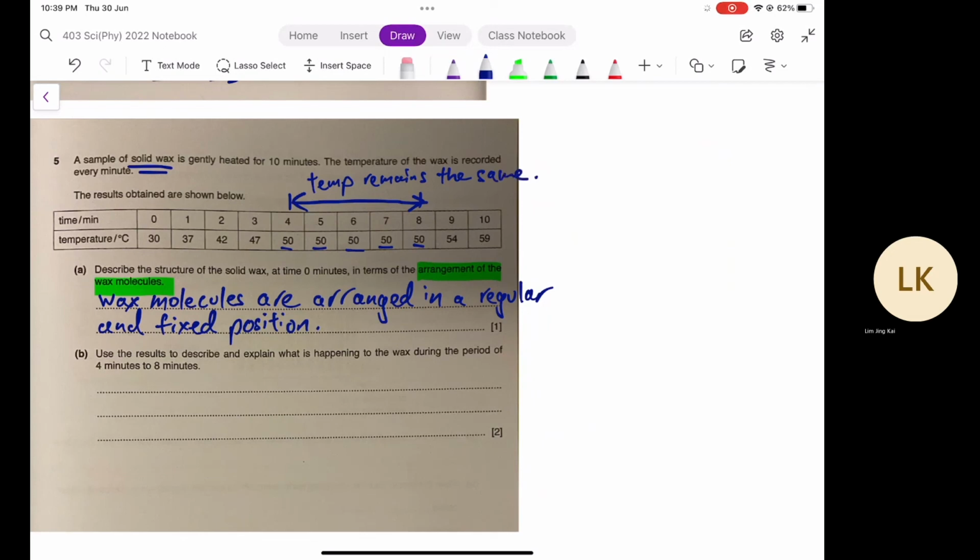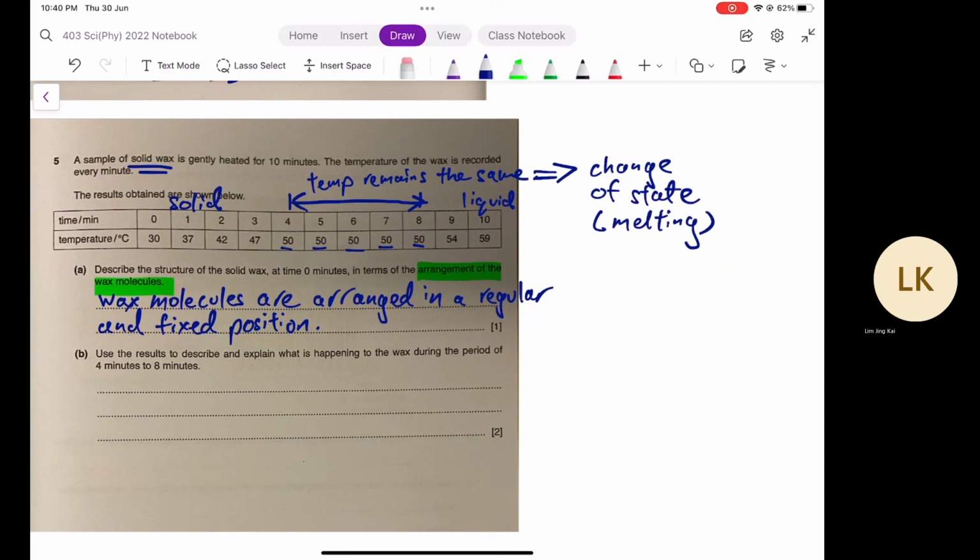So what does temperature remains the same mean to us? In this case, temperature remaining the same means that the wax is actually undergoing a change of state. It's actually changing from one state to another. So we need to know what type of change it is. At the start, before 4 minutes, it's actually solid. We know that it's going to change to liquid. So from solid to liquid, the change of state would be called melting.